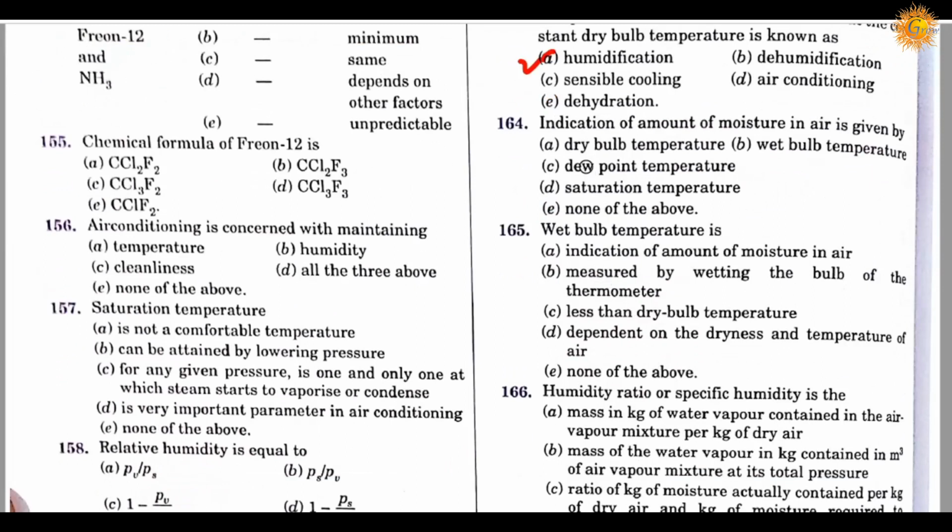Question number 164. Indication of amount of moisture in air is given by option A, dry bulb temperature, option B, wet bulb temperature, option C, dew point temperature, option D, saturation temperature, option E, none of the above. So the correct answer is B. It will be wet bulb temperature.